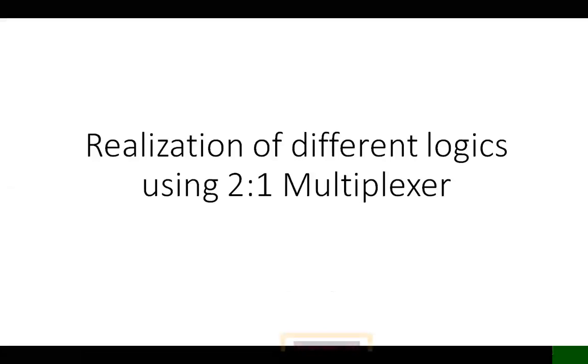The next thing that we will look into is your 2:1 MUX. How we will realize different logics, when I say different logics, AND, NOT, NAND, NOR, XOR, XNOR. All these logics, how can we implement using a 2:1 MUX? This is a very important concept which will be asked in your examinations and interviews.